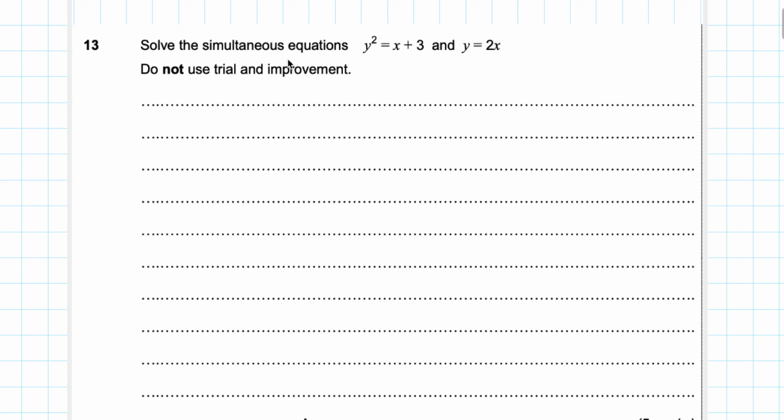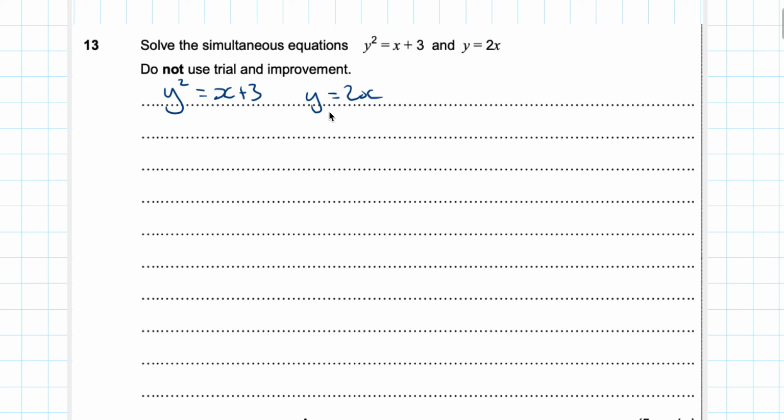For question 13, solve the simultaneous equations y squared equals x plus 3 and y equals 2x. For here, we start with y squared equals x plus 3 and y equals 2x. The only option you have here is to use the substitution method. You cannot use the subtraction method because of the squared term.